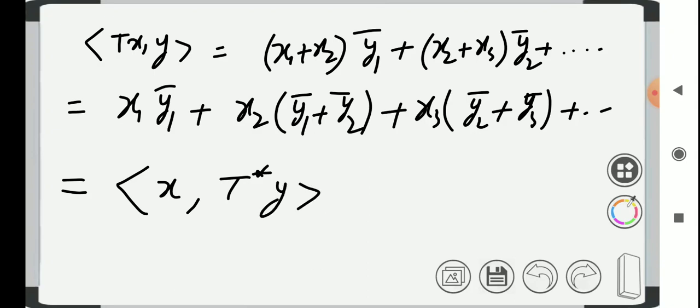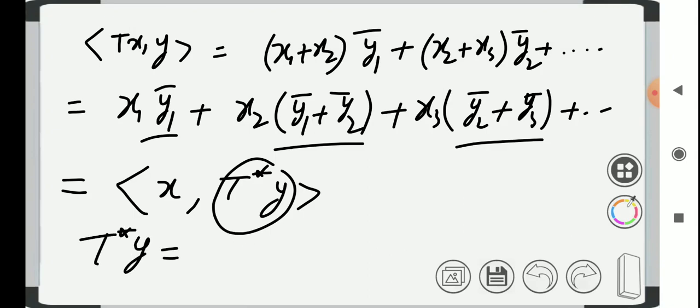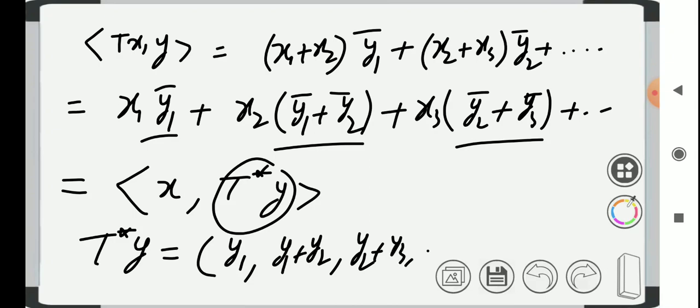Now if you compare these two equalities, this suggests that T star y should be simply this quantity, this sequence: 0, y1, y2, y3, and so on. It should be simply this sequence, because if you now take the inner product of x with T star y, you will get the same equality. Hence T star y is defined as this sequence.